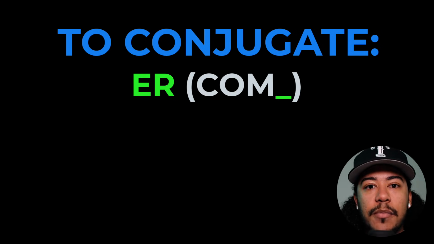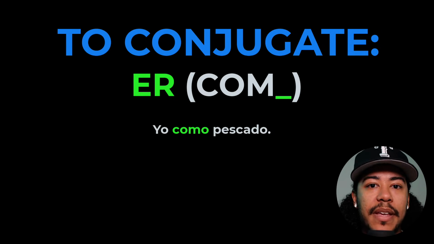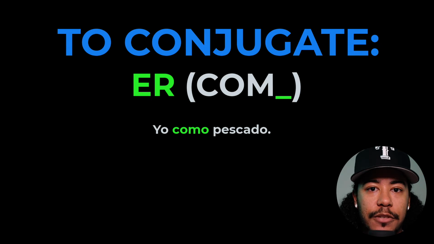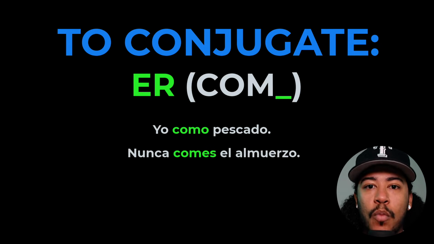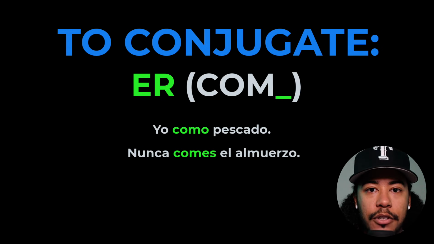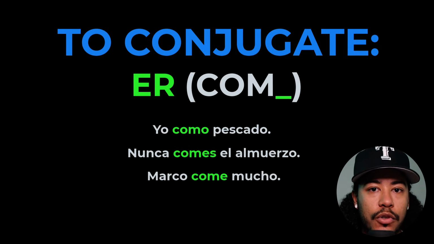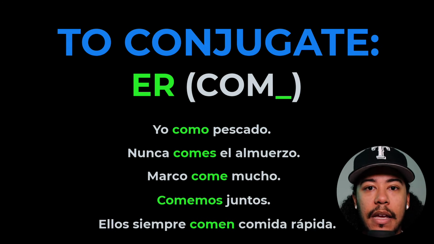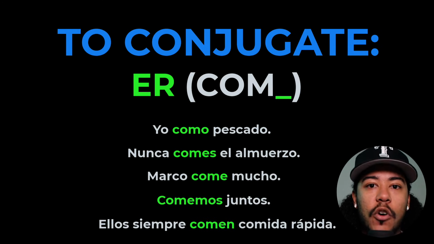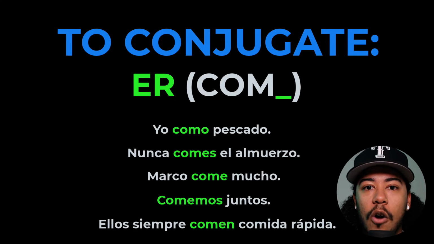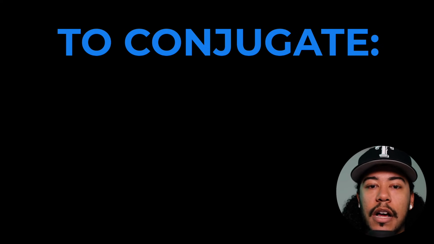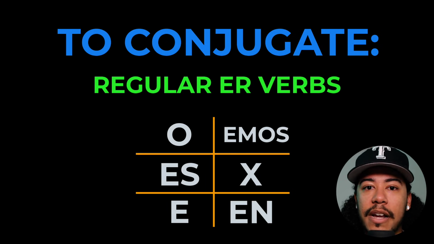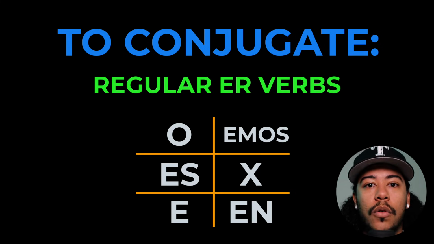In a sentence, these might look like, Yo como pescado. I eat fish. Nunca comes el almuerzo. You never eat lunch. Marco come mucho. Marco eats a lot. Comemos juntos. We eat together. Ellos siempre comen comida rápida. They always eat fast food. So to conjugate any ER verb in the present tense: -o, -es, -e, -emos, or -en.